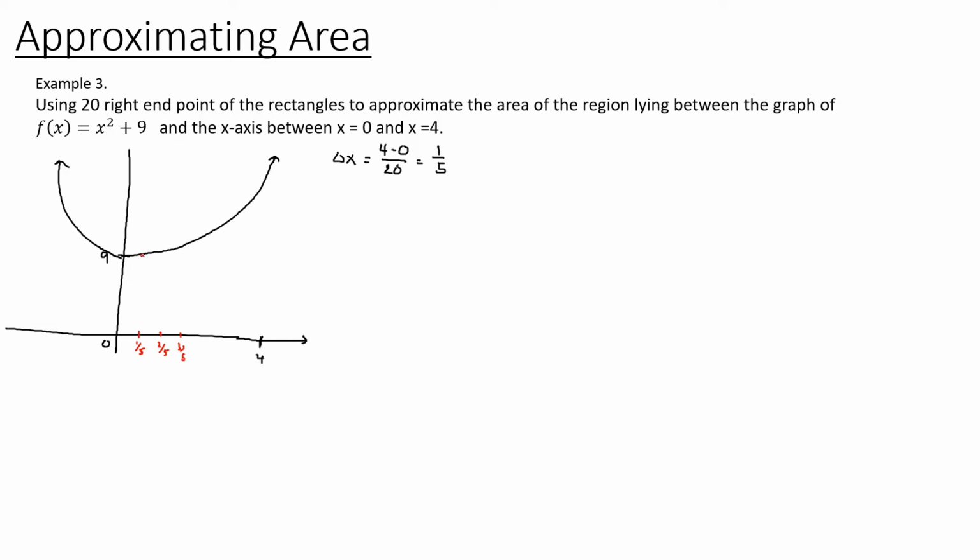So using the right endpoint, and on and on and on all the way up to 4. Since the width has to be 1/5, the last one should be 19 over 5. Okay, in between you should have a rectangular shape, and you should have 20 of them in there.